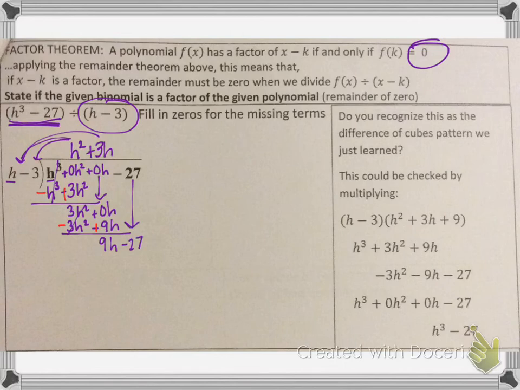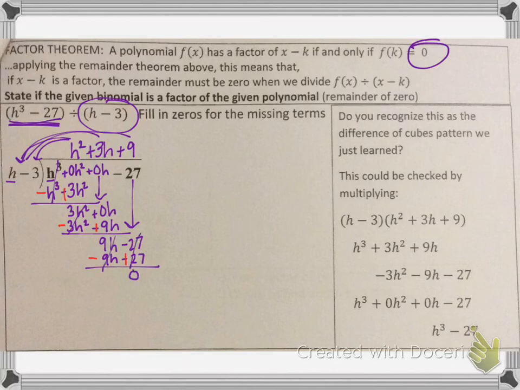I think I have one more round. H times what gives me 9h? That would be 9. I'm going to distribute that 9. 9 times h is 9h, and 9 times negative 3 is negative 27. Hopefully you're noticing something here. When I change my signs, what do I get as my remainder? My remainder ends up being 0.